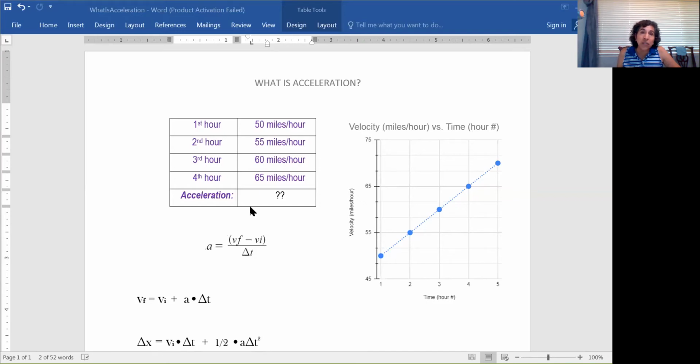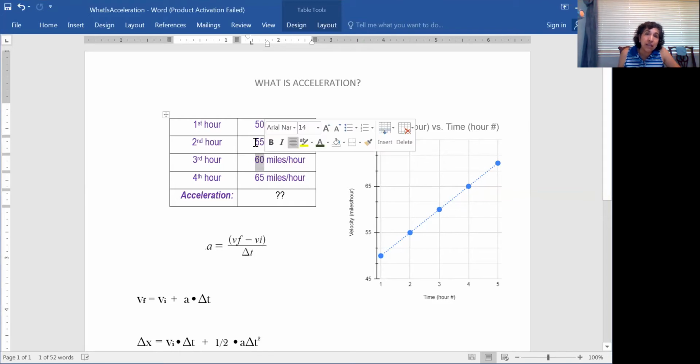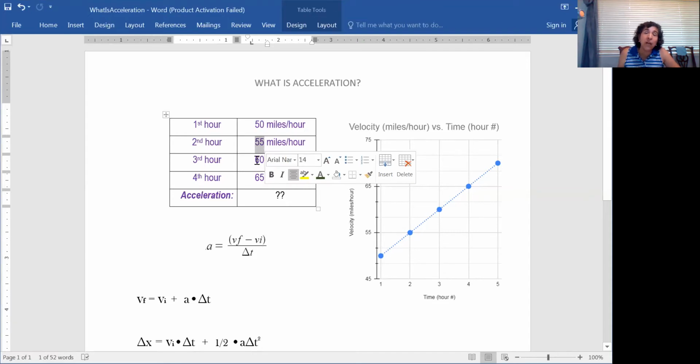So your final velocity, so let's look at the acceleration between hour 2 and hour 1. So your final velocity, you got up to 55 miles an hour, but you started at 50. So VF minus VI, final minus initial, would be 5 miles an hour divided by how many hours? 1. So notice the units are miles per hour, and that's your acceleration. Well, let's look at this between the third and the second hour. Final velocity is 60 miles an hour, and your initial velocity was 55. So 60 minus 55 is 5 divided by 1 hour.